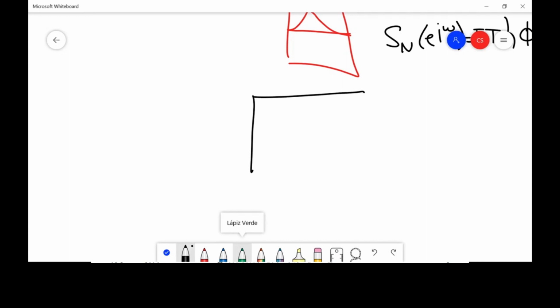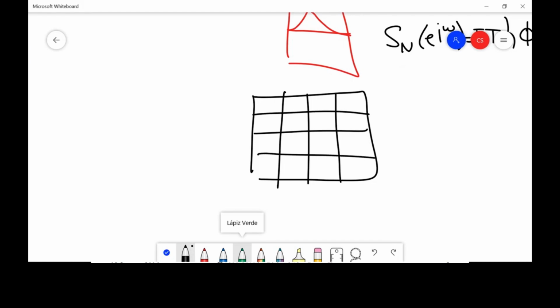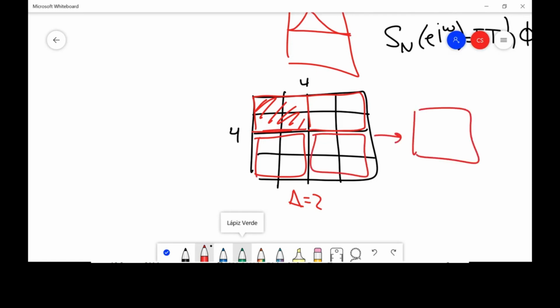Okay, so let's say I have this 4x4 image, the original high-res image. And then I'm making a downsampling by factor 2, so my delta is 2. Now what I'm doing is I'm taking all these pixels and computing the average, and this will be one of the pixels in my output. And the same here, the same here, the same here. So now what I have is an image that is smaller, and the pixel size is bigger.